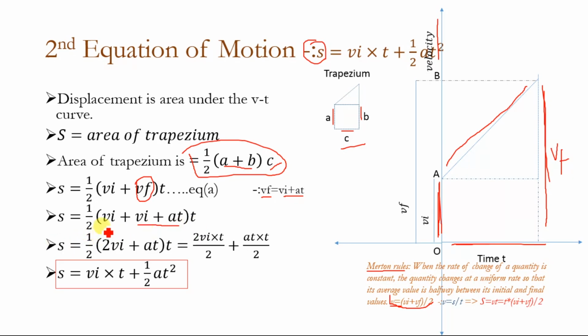Now this Vi term will add with this Vi term, and we will get 2 Vi. S is equal to 1 over 2 into (2 Vi plus At) into t. Now we will multiply the 1 over 2 first with this term and then with this term. By multiplying t with 2 Vi and dividing by 2, we get Vi t, plus At multiplied by t and divided by 2. We will get S is equal to Vi t plus 1 over 2 At square, and this is the second equation of motion.